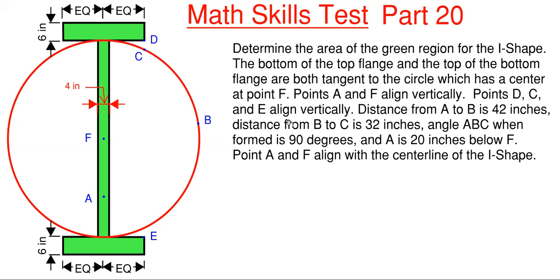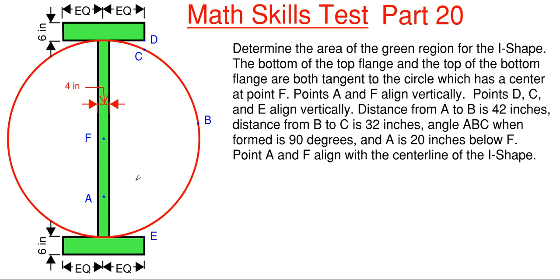Points A and F align vertically. So here's A right here. Points D, C, and E also align vertically. So D is the corner of our flange, C is right here, and E is the corner of this flange. The distance from A to B is 42 inches. The distance from B to C is 32 inches. Angle ABC when formed is 90 degrees. A is 20 inches below F. Point A and point F align with the center line of our eye shape.